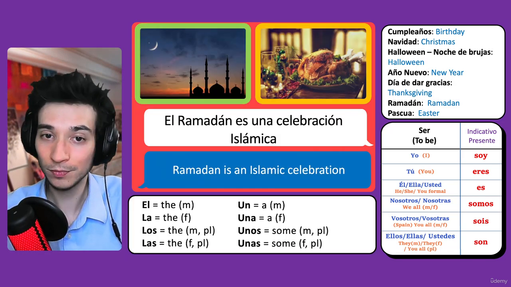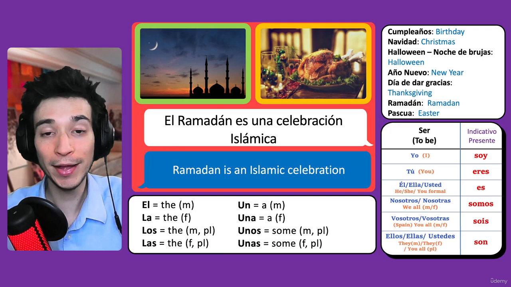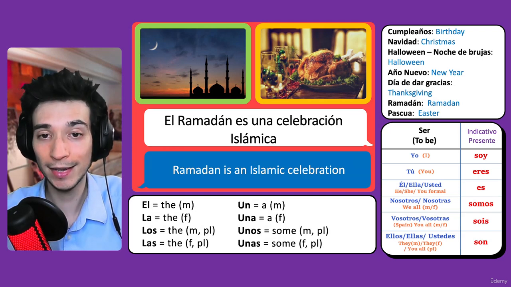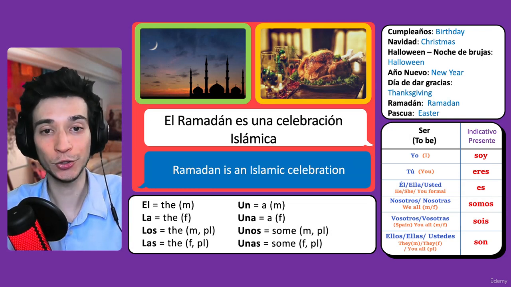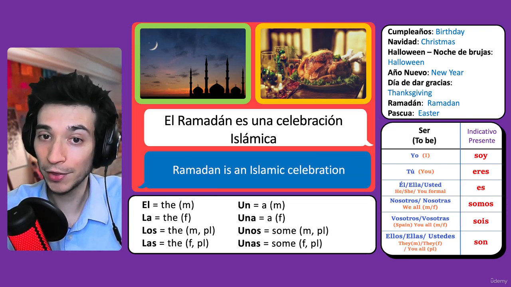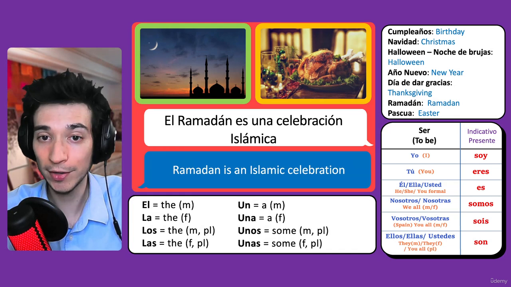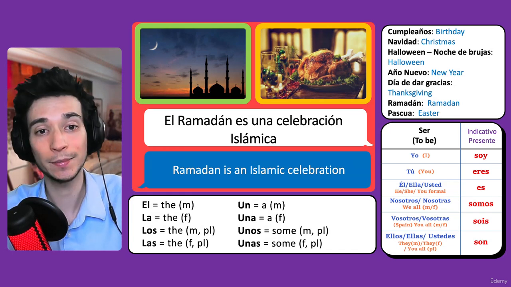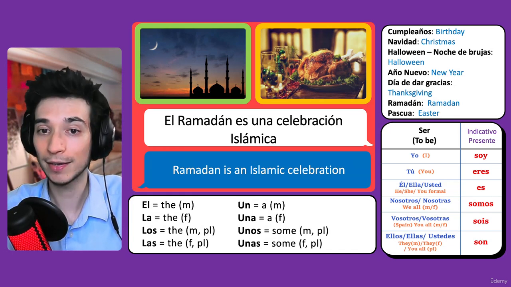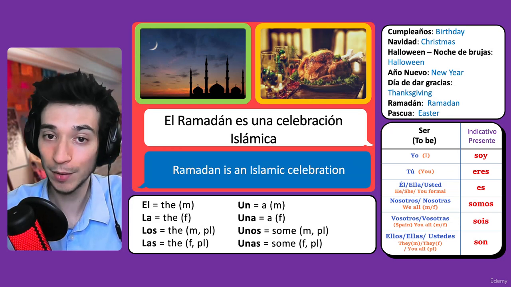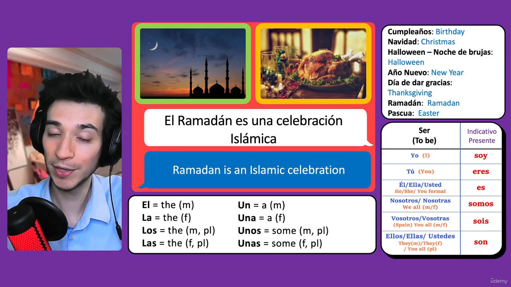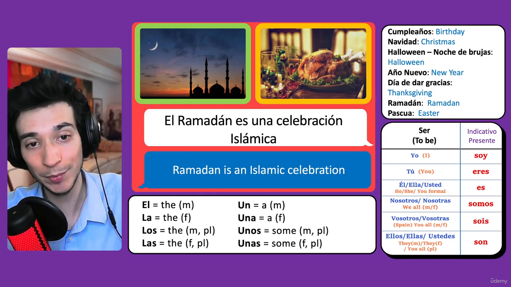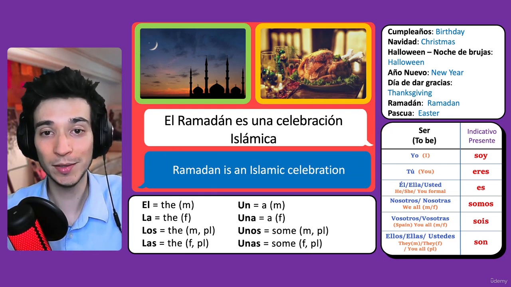Next example. El Ramadán es una celebración islámica. Ramadan is an Islamic celebration. El Ramadán es una celebración islámica. Islamic celebration, celebración islámica. Okay, I think it's simple.